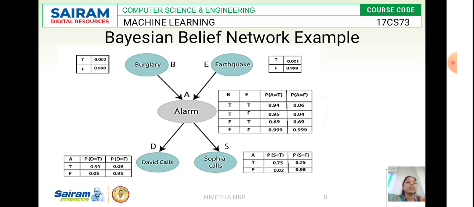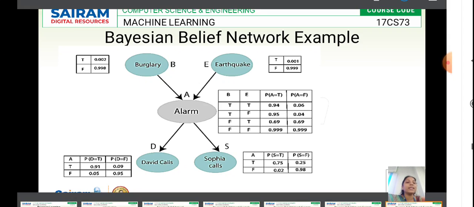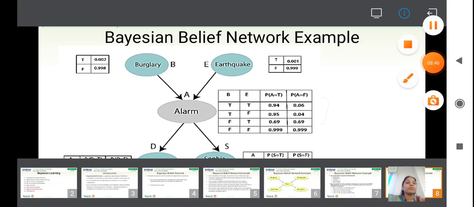Similarly, we will find the probability distribution for all the factors. For the Sophia call, when it is true, the probability is 0.75 and false is 0.25. And for the other case, the probability of Sophia making the call is 0.02 and 0.98. Similarly, you will calculate it for David call.